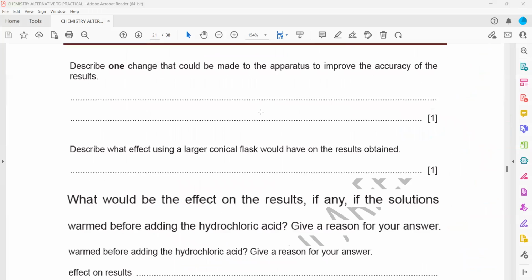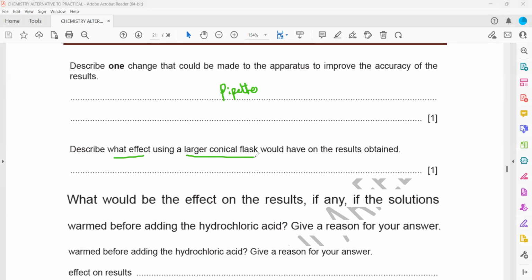Describe one change that could be made to the apparatus to improve the accuracy of the result. So if you want to improve the accuracy of the result, what we should do, for example, here we are using a measuring cylinder, so we should use a pipette. Use a pipette to measure the volume of solution as compared to a measuring cylinder.